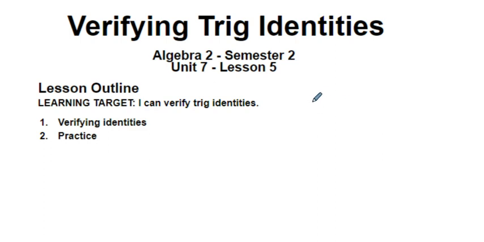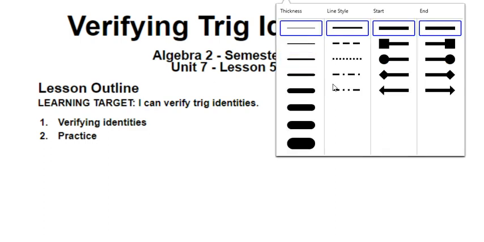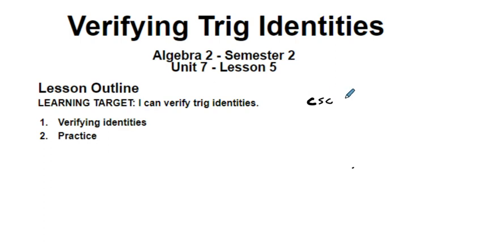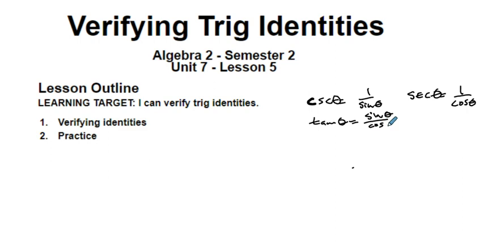So I usually start with writing out cosecant and secant, because those are the 2 obvious ones that we have to write in terms of sine and cosine. Your cosecant is 1 over sine theta. Your secant is 1 over cosine theta. And then we have tangent theta and cotangent theta. Tangent theta is sine theta over cosine theta, and then cotangent theta is the reciprocal of that.